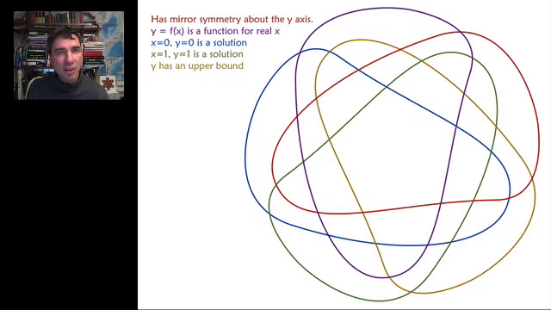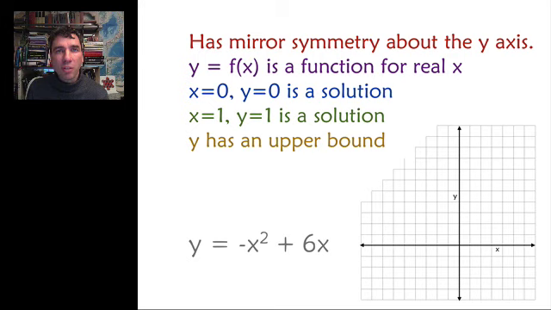Let's look at an example. y is equal to minus x squared plus 6x. The first question: has it got mirror symmetry about the y-axis? Well, let's plot it. It does not. Is y a function for all real x? Yes.